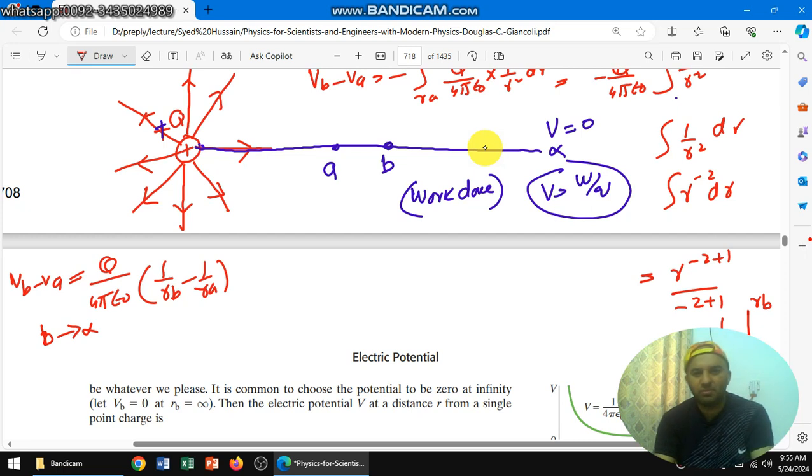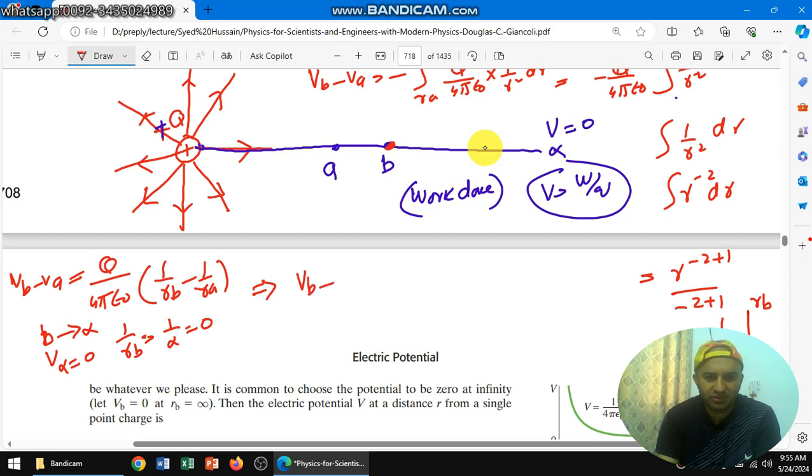Suppose this point B is at infinity, so V at infinity becomes 0, the potential at infinity will be 0, and then 1 over RB also becomes 1 over infinity, which is 0. So we are left with VB minus VA, which is equal to K over 4 pi epsilon naught times (0 minus 1 over RA).